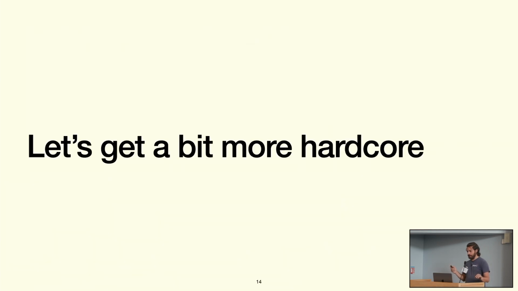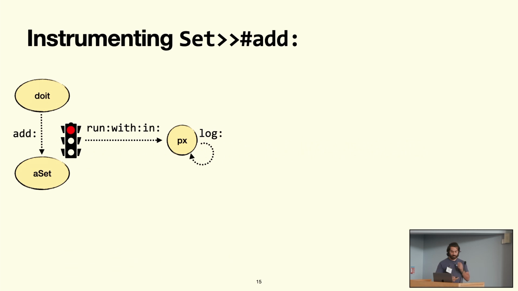Yeah. So let's get a bit more hardcore. What else can we do? The next thing: maybe I want to know who calls add in sets. Why not? So I want to instrument set add, and I put a proxy on set add. Every time somebody sends add to a set, I want to trap that. So we have a do it, and in our do it we send the add message to a set that we created before. We trap that, and then we have this run within that is sent to the proxy.